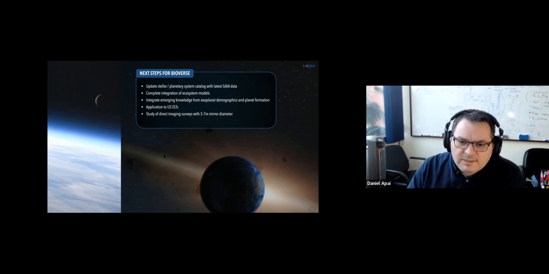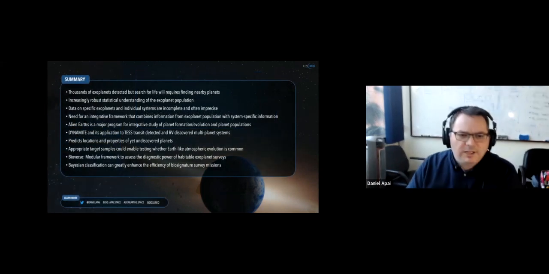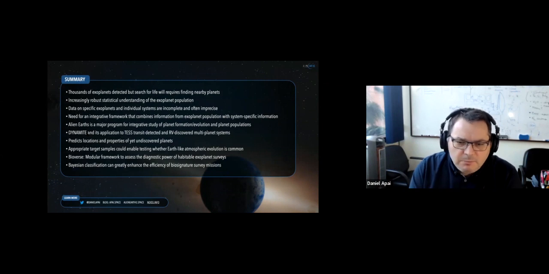And importantly, test these different architectures for a 5 to 7 meter diameter system. So with that, I'm coming to the end. The key point here is that Alien Earths is providing a framework where we can integrate many different types of information from planet formation and exoplanet demographics that's emerging, to better understand these processes. But then also take them and create, through the frameworks I described, Dynamite and Bioverse, tools that allow us to better define our missions, better understand what type of information we will be able to get out, and inform our target selection and guide follow-up observations. I will stop there and thank you all for your attention.